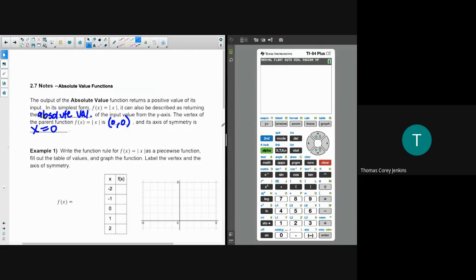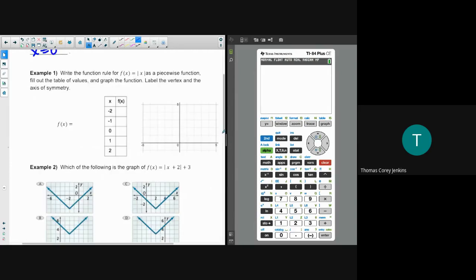All right, jumping into some examples. Example 1 says, write the function rule for the parent function as a piecewise function, which we skipped that part, but I'll briefly explain what that means, and then fill out the table of values and graph the function. Label the vertex and the axis of symmetry. A piecewise function is basically where a graph changes direction. Looking at these down here, you can see it almost looks like two different graphs, and here is how you would do it.